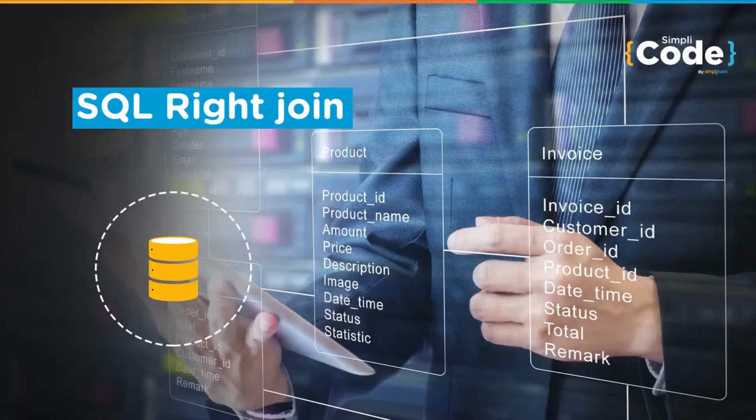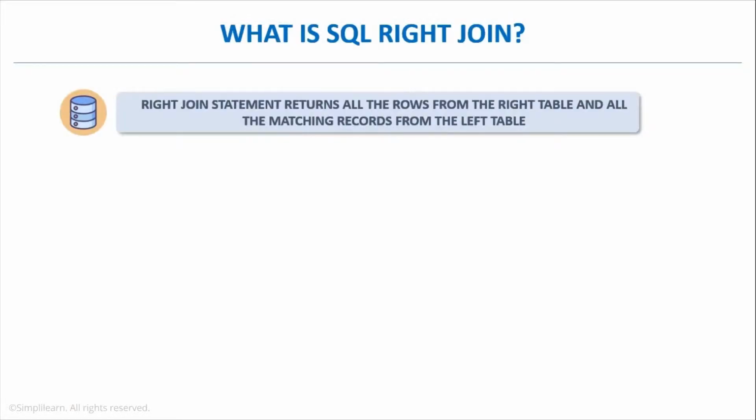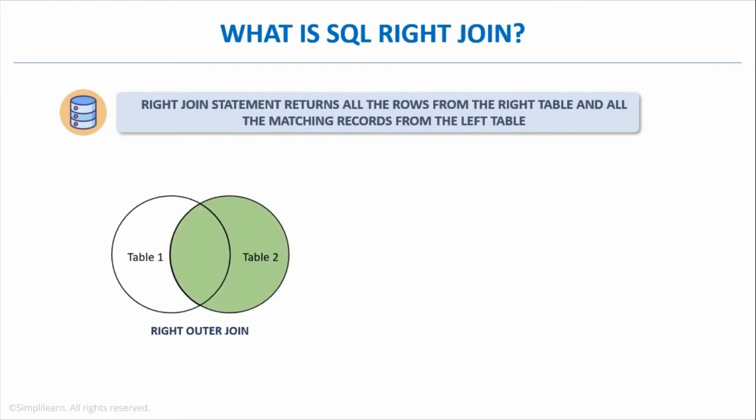SQL right join by SimpliCode. Now before getting into the execution part, let us just have a quick recap on what is SQL right join. SQL right outer join, also known as the right join, works the opposite way to that of left outer join. It follows the same rule as the left join, and the only difference is that all the rows from the right table and only the condition satisfying rows from the left table are present in the resultant table. So basically the right join returns all the records from the right table and only the matching records from the left table satisfying the condition.